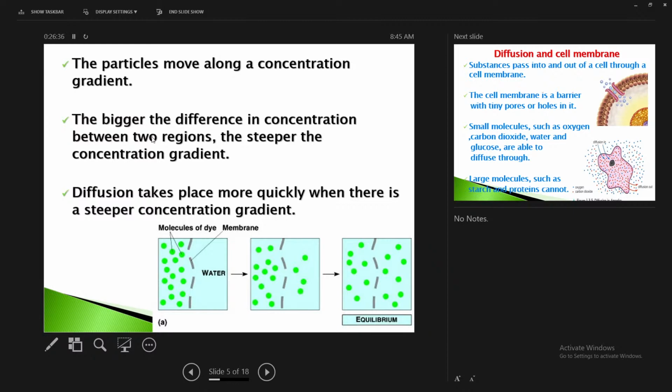So the second point says: the bigger the difference in concentration between two regions, the steeper the concentration gradient. They are referring to the diagrams down here, if we compare the first two boxes. Look at the pointer. After I worked out the maths, the difference for the first box is 16 and the difference for the second box is 9. And the pointer is saying that the bigger the difference in concentration between two regions, the steeper the concentration gradient.